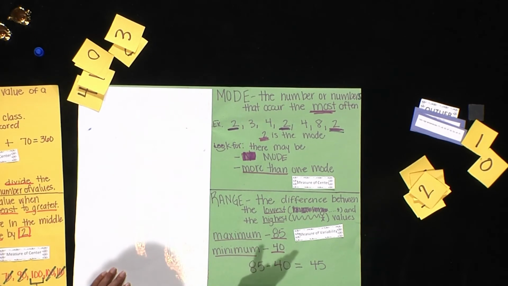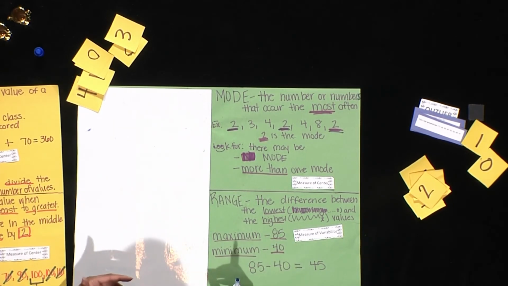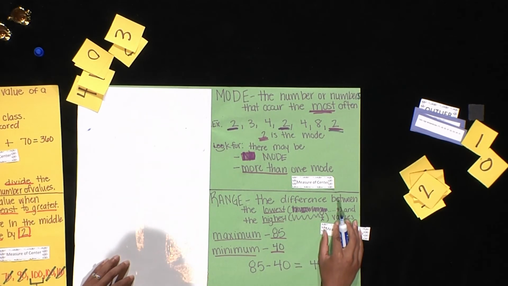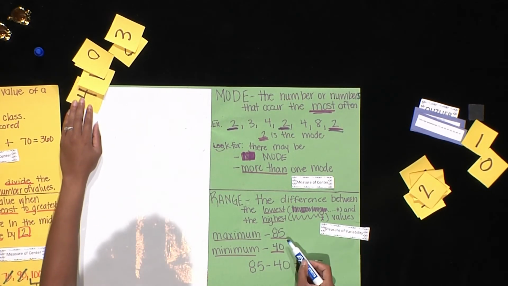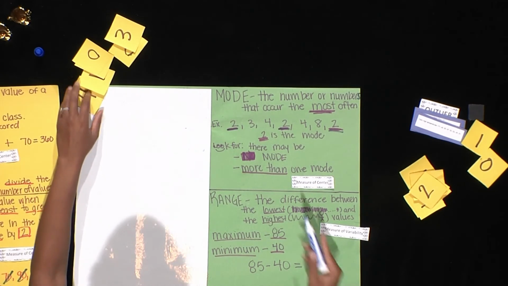We've learned two other words today. Lowest also means minimum. And highest means maximum. Think lowest, mini, minimum, and highest, max, maximum. So, in this example, they have 85 as the maximum and 40 as the minimum. 85 minus 40 gives us 45.